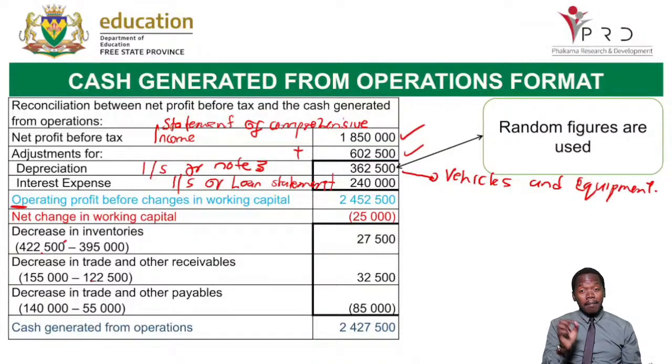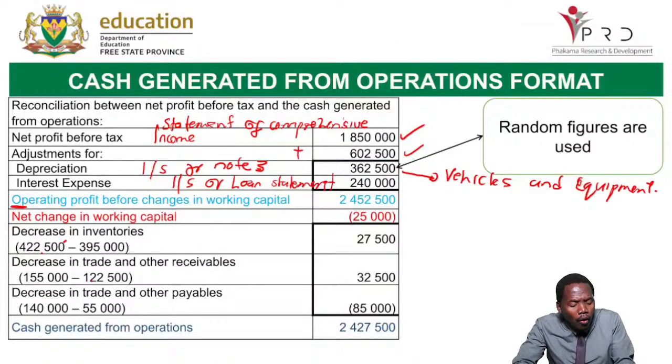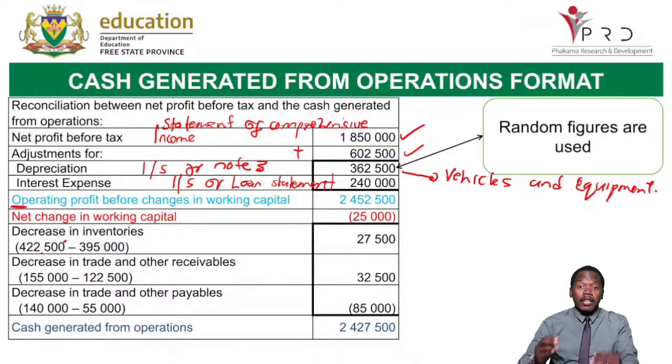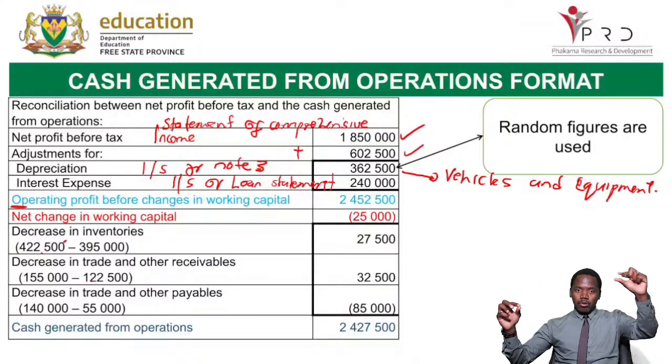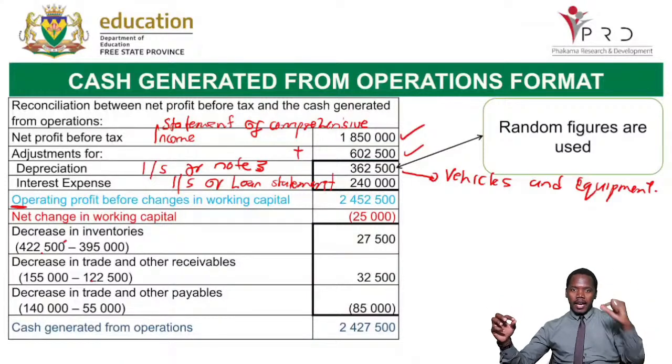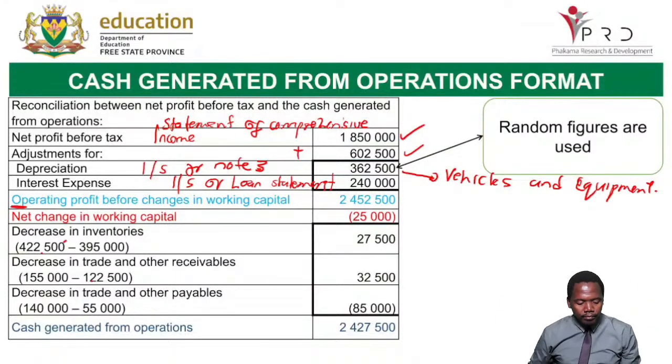Now, in some exam papers, they don't give you the top part. They will just give you the amount of operating profit before changes in working capital. So it means that you need to start from there, because that amount is the combination of profit before tax plus the two items, which is the depreciation and the interest expense.